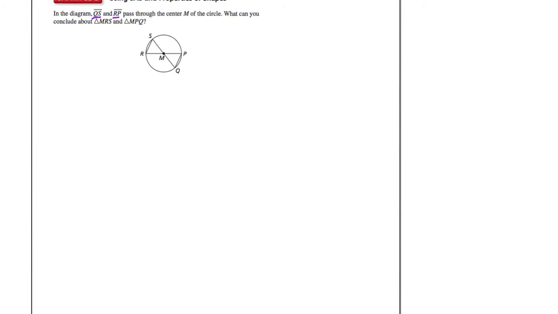That's really important to know because if I didn't know that they pass through the center, then I wouldn't be able to say that these segments are congruent. Because remember, the definition of a circle tells you that it's a set of points that are equidistant from the center point. So that means that we know that MS and MR and MQ and MP have to be congruent.